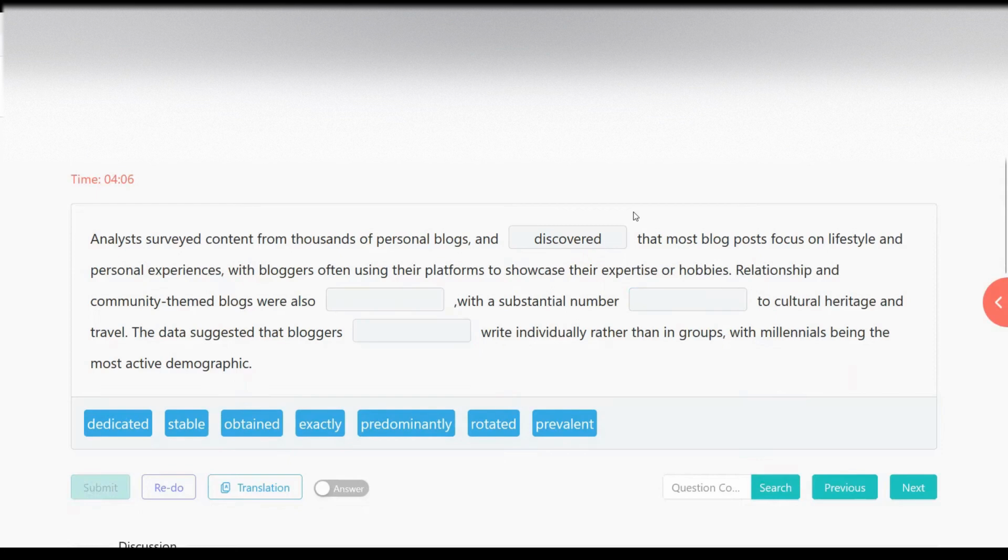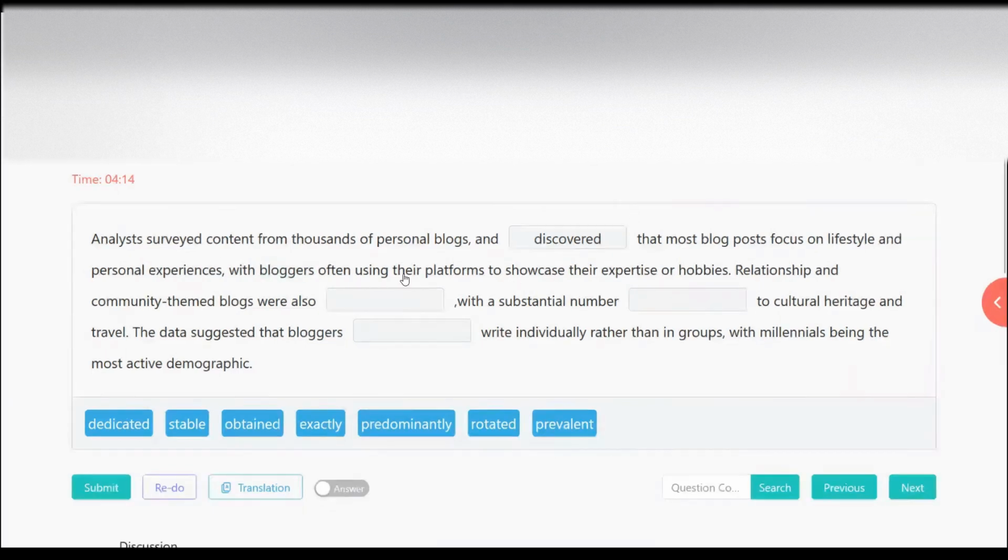Discovered. Exactly. Right. So now let's read this once again. Analysts researched something and found that most blog posts focus on lifestyle and personal experiences. Now, since we have got our answer, we do not need to read this entire sentence. It is a waste of our time.